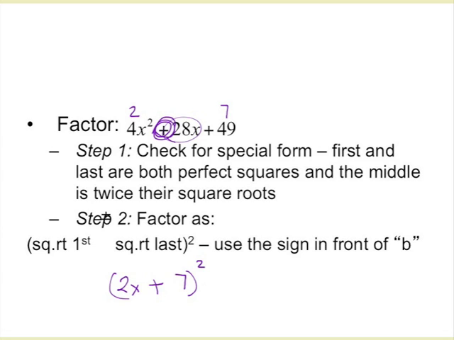What if the square root of the first and last don't multiply to give the middle? Then it's not our special form and we can't factor it this way. It might still be possible, but not with any methods that you've learned so far. So at this point we would just say not possible, or not a special form.